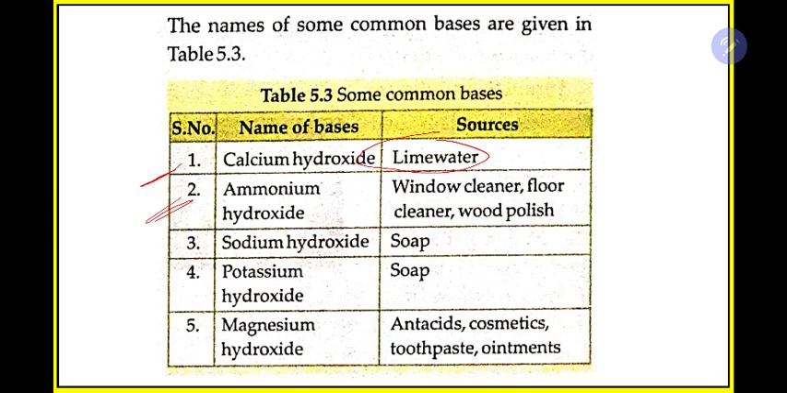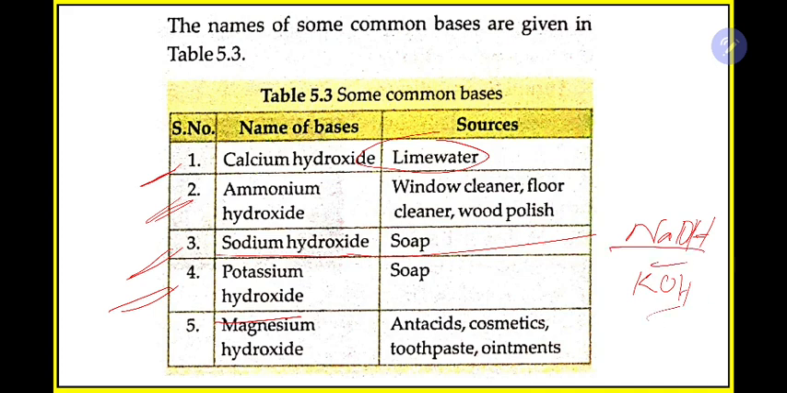Then floor cleaner. There are different chemical cleaners used to clean the floor tiles of our home. So these are known as floor cleaners. Then wood polish. These things contain the chemical base ammonium hydroxide. Then in the soap whatever you use at home, we get two types of bases. The first is sodium hydroxide, NaOH. Next is potassium hydroxide, that is KOH. Okay, remember these formulas. You have to write these formulas in the exam. These are very important. Okay.